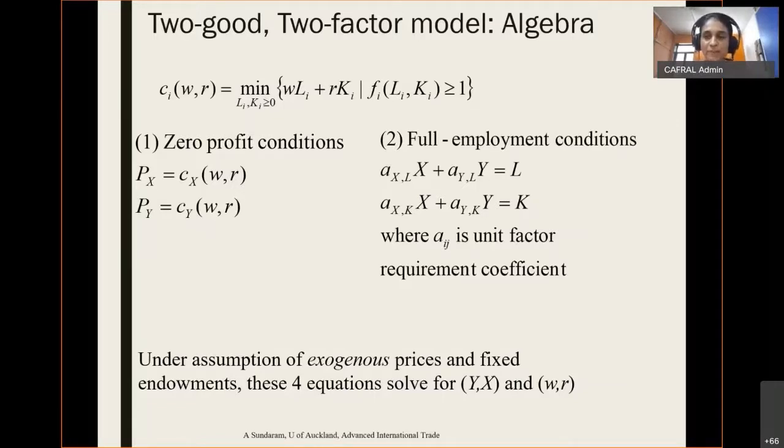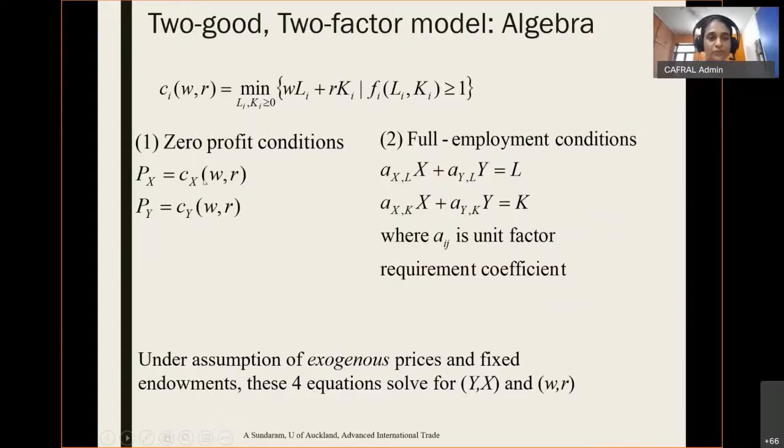So because we have perfect competition in all markets, we can look at the 0 profit conditions. Firms are making 0 profits in equilibrium. So what are the 0 profit conditions? Price per unit equals cost per unit. Price equals cost, constant returns to scale, and 0 profits. Right? Similarly, the Y sector. Price of Y has to be equal to the cost of producing Y.